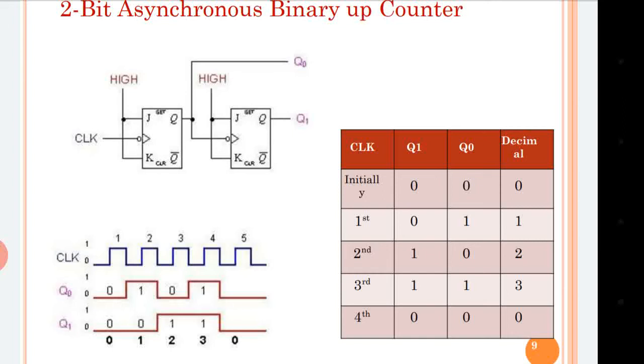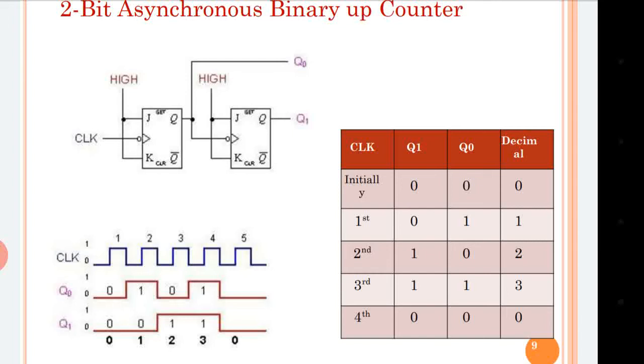For the second clock, Q1 is 1 and Q0 is 0 and the decimal equivalent is 2. After that, for the third falling edge, again Q0 will toggle. Why? Because its input is connected to high and it will respond to the clock. But at that time Q1 will not toggle because the falling edge of Q0 is not yet received.